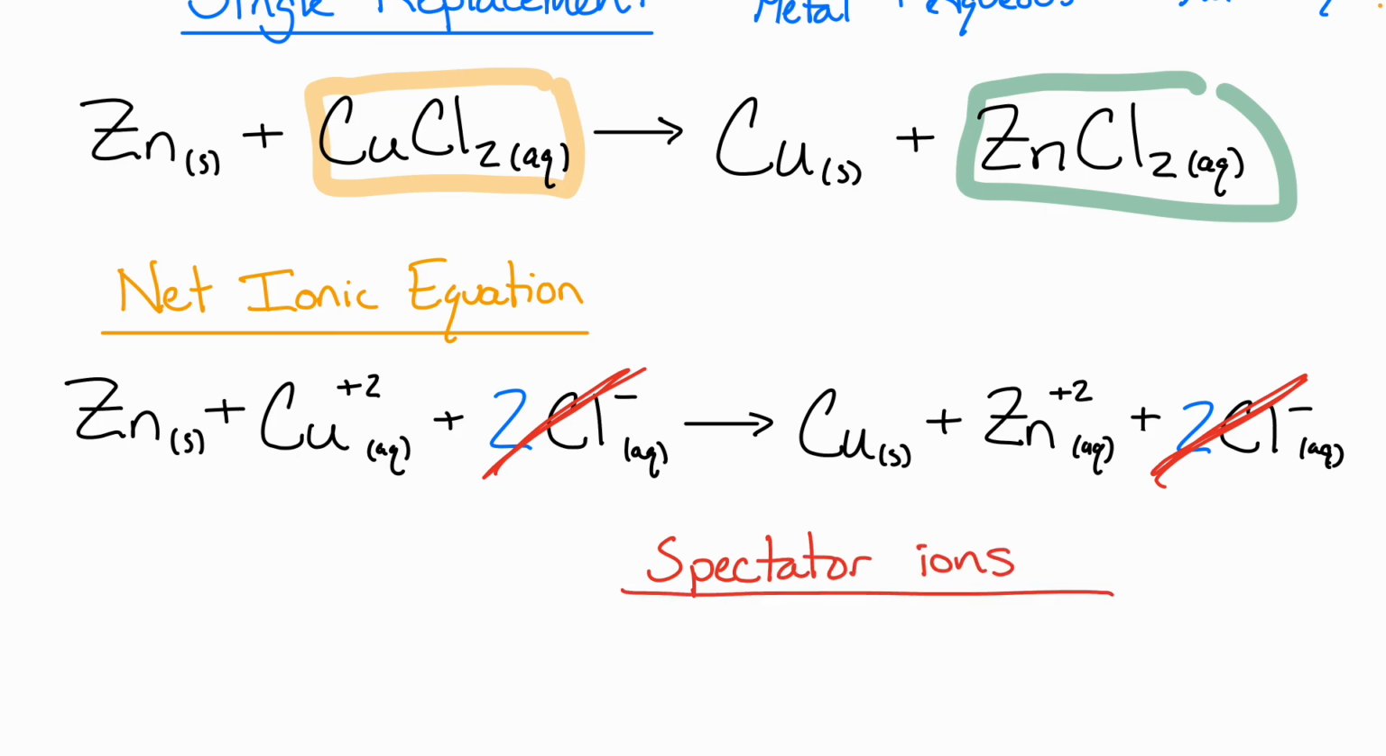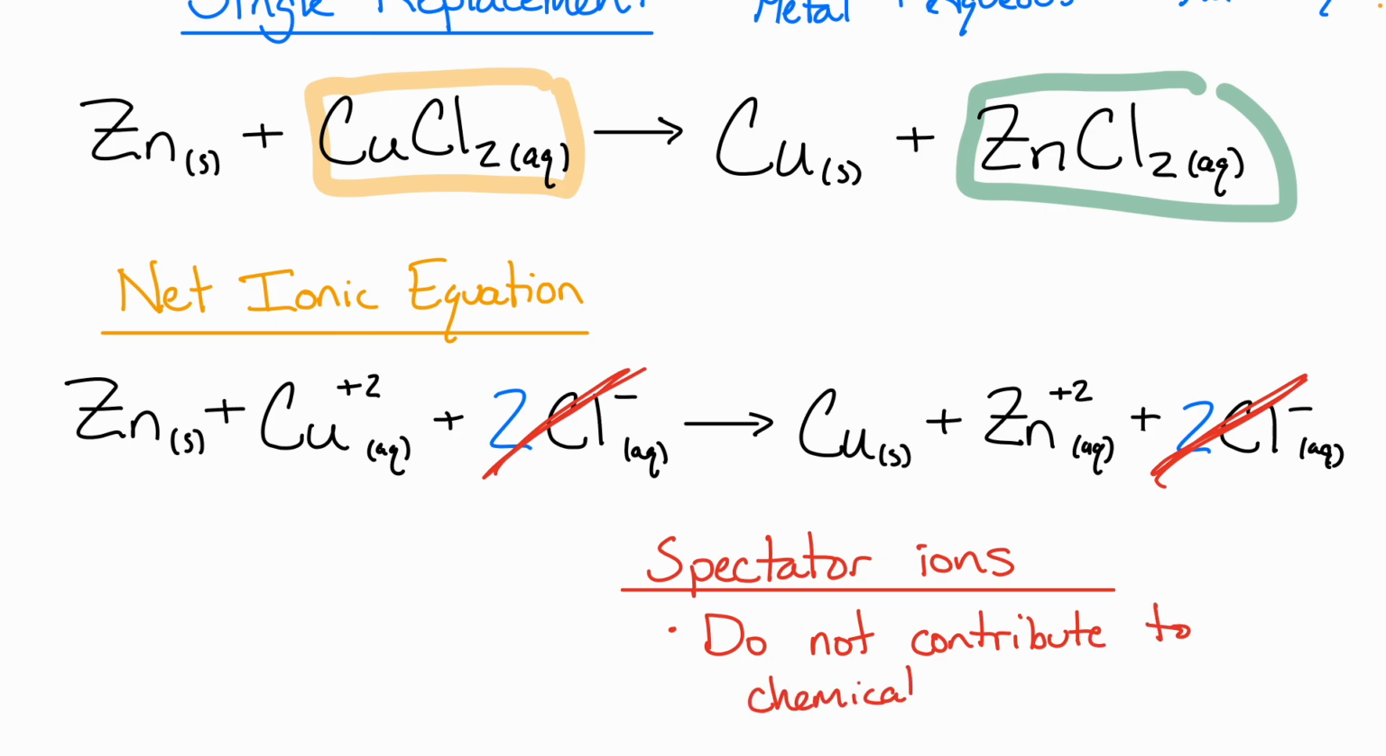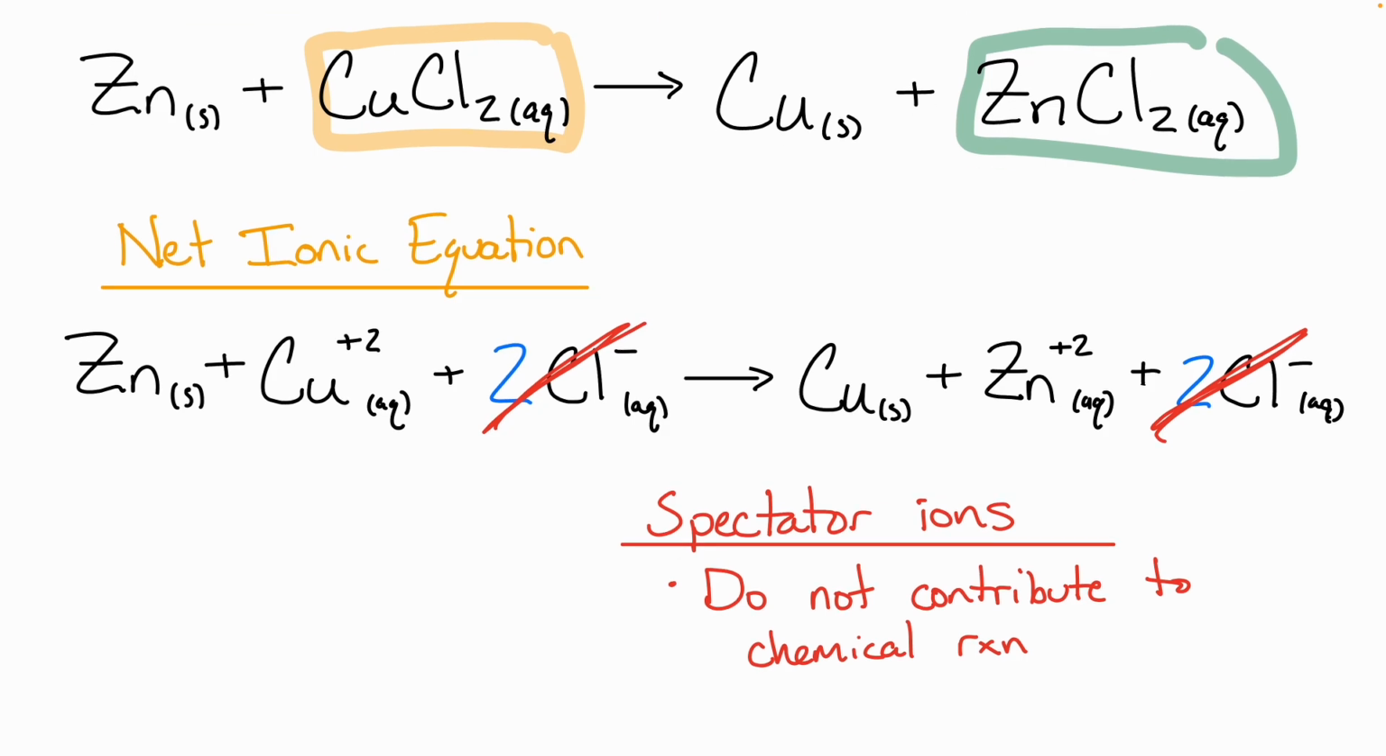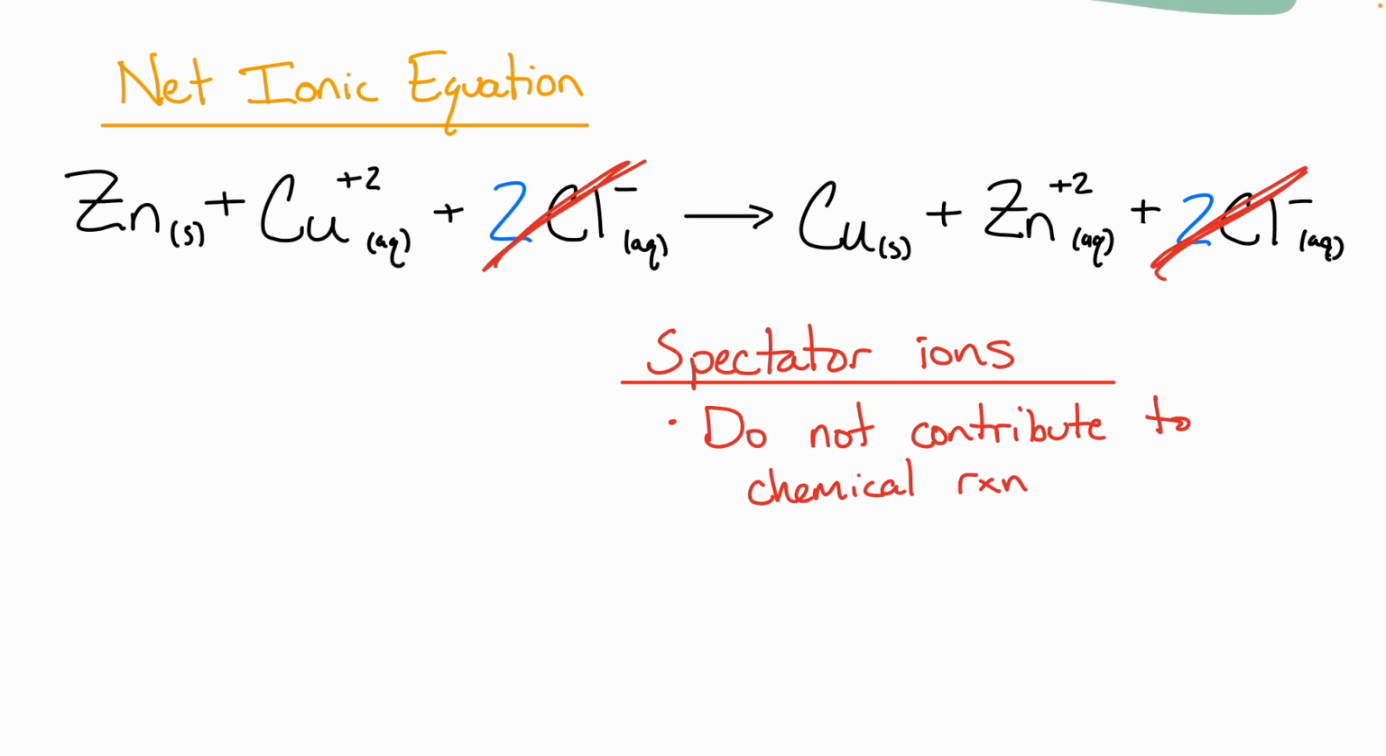And we gave them the name spectator ions because that's exactly what they are. They are watching this chemical reaction go down, but they themselves are not players. They're not contributing to this chemical reaction. So our spectator ions do not contribute to this chemical reaction. Because they're not involved in the chemical reaction at all, they also have no impact on the enthalpy of this reaction.